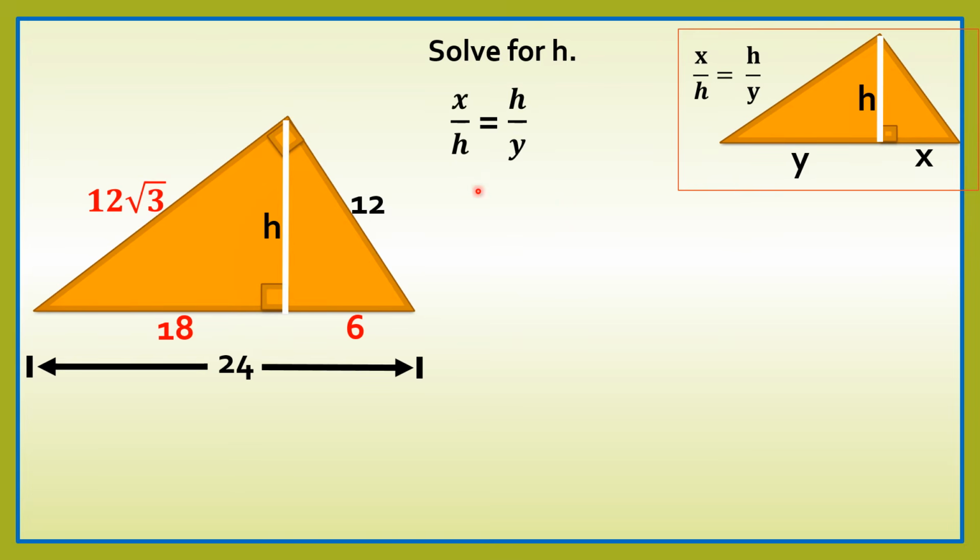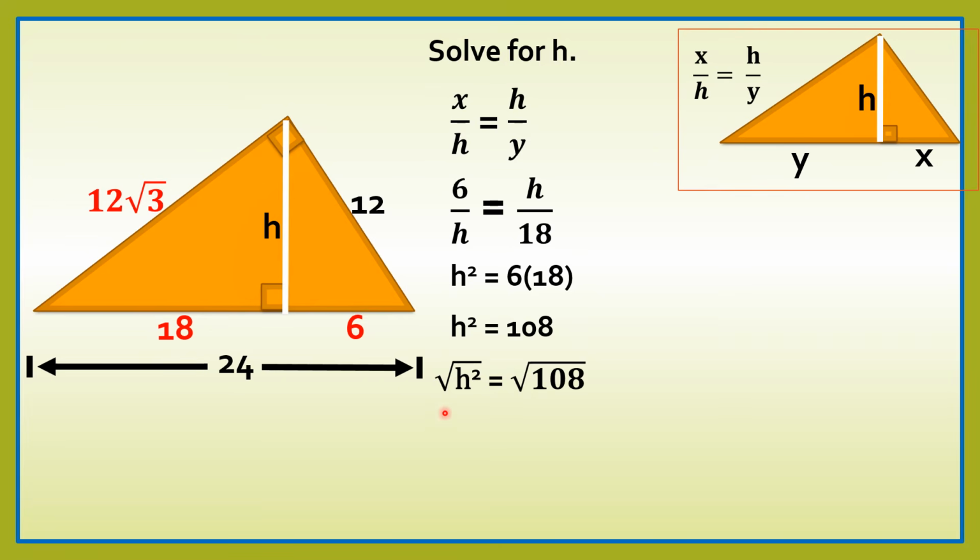So, substitution, ang x natin ay 6, ang y natin ay 18. So, we will have now 6 over h is equal to h over 18. Cross multiplication, h times h is h squared. 6 times 18 is 108. Then, since ang h natin ay naka-squared, so kinakailangan natin siyang kuhanin ng square root, both sides. So, we will have now the square root of h squared is equal to the square root of 108.